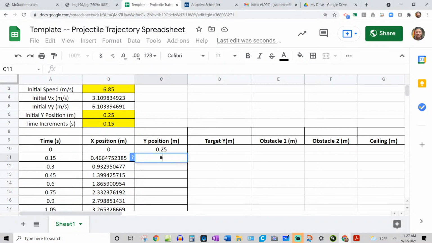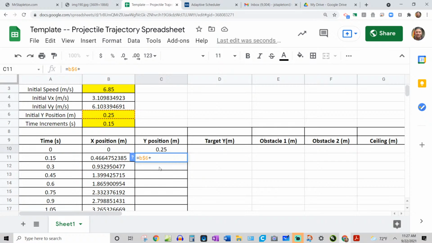Now I need the new y position. So I'm just going to do the starting y position right here plus however far it's moved. And I always want to add this on. I could actually, instead of 0.25, I could go up here and I could click this one. It doesn't really matter. In fact, let me just do B6 instead. I'm going to do $6 because wherever I start from, I'm going to add that to all my displacements.